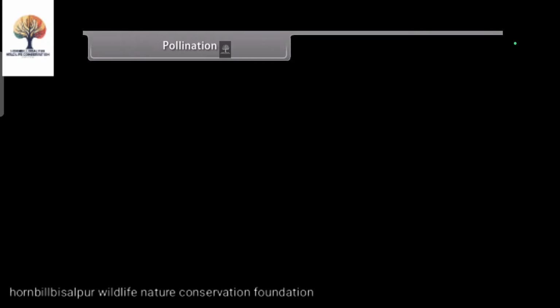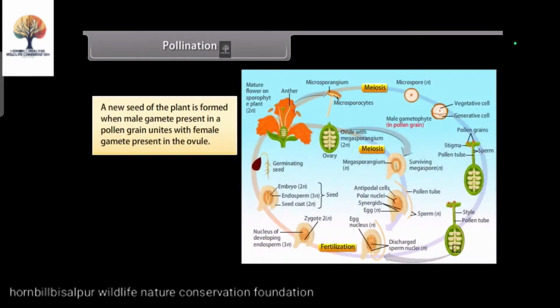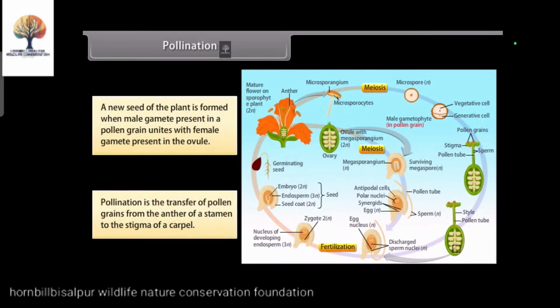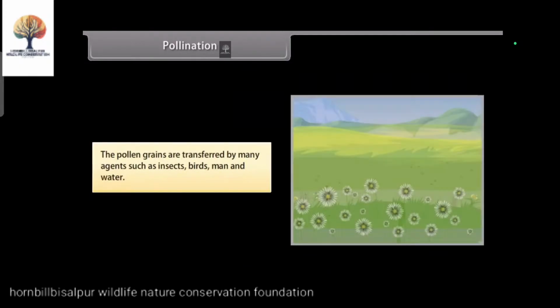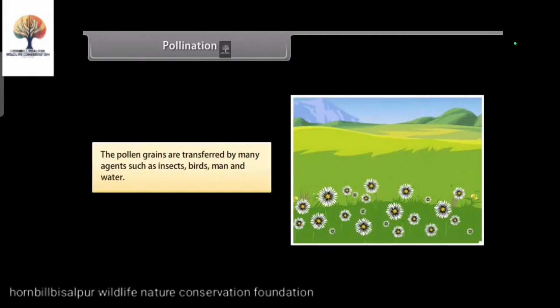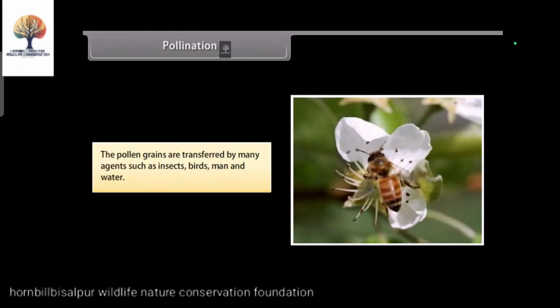Pollination. A new seed of the plant is formed when the male gamete present in a pollen grain unites with the female gamete present in the ovule. Pollination is the transfer of pollen grains from the anther of a stamen to the stigma of a carpel. The pollen grains are transferred by many agents such as insects, birds, man, and water.